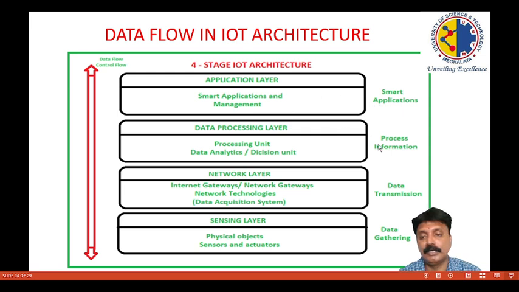So finally, the processed information, or the action, output or result, will move to the application layer level. The actions can take place in the smart application under the management. So that is our application user interface level. So with this data flow from the sensing layer to the network layer to the data processing layer, finally to the application layer, this process can be done in the IoT architecture. So this is the four-stage IoT architecture view.